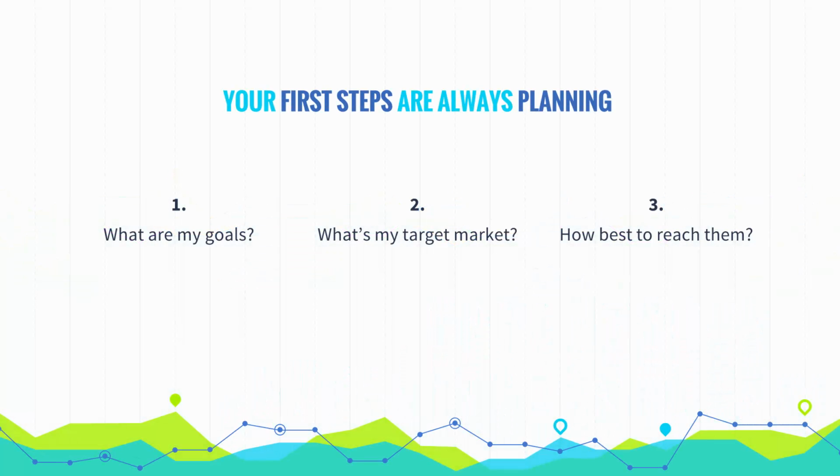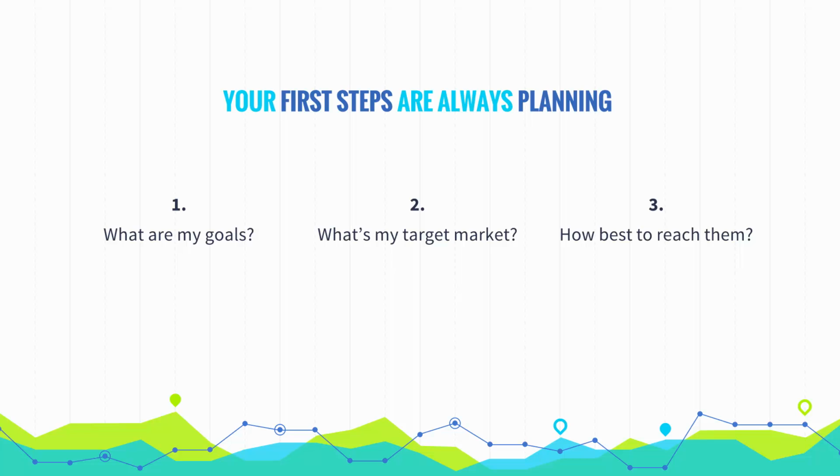So you want to make sure that you have a strategy in mind and you have a goal in mind. So that takes us to the first 3 steps of mapping your campaign and how to plan for it. So what are your first steps? You want to find out, of course, what are your goals? You want to find out who's your target market, and you want to know how best to reach your target market.